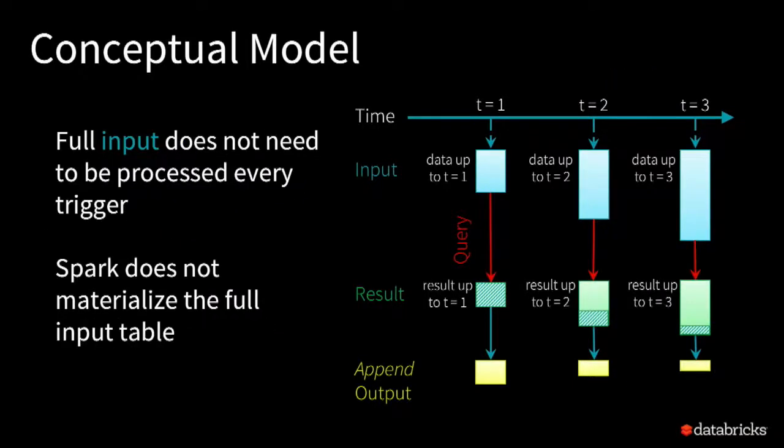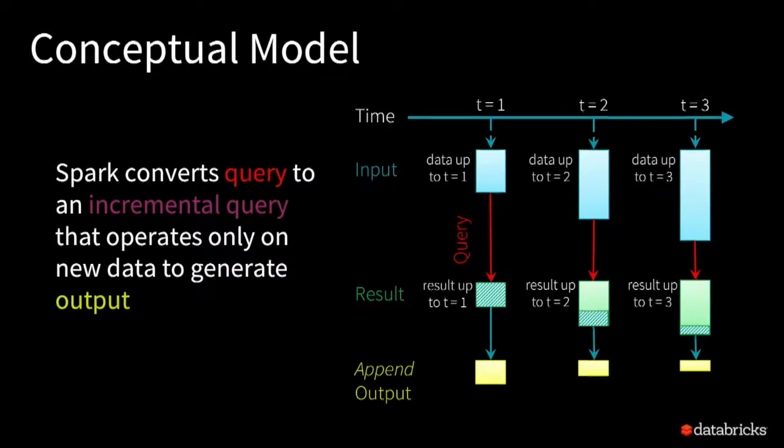Okay, so it's important to note that this is just a conceptual model. The full input doesn't need to be stored or materialized by Spark to actually compute the result. What Spark does is take the query that you have written and convert it to a purely incremental query, which knows how to update the result by computing only on the new rows that have arrived since it was last updated. Converting your simple query to an incremental query is taken care of by Spark, and you don't have to worry about it at all.